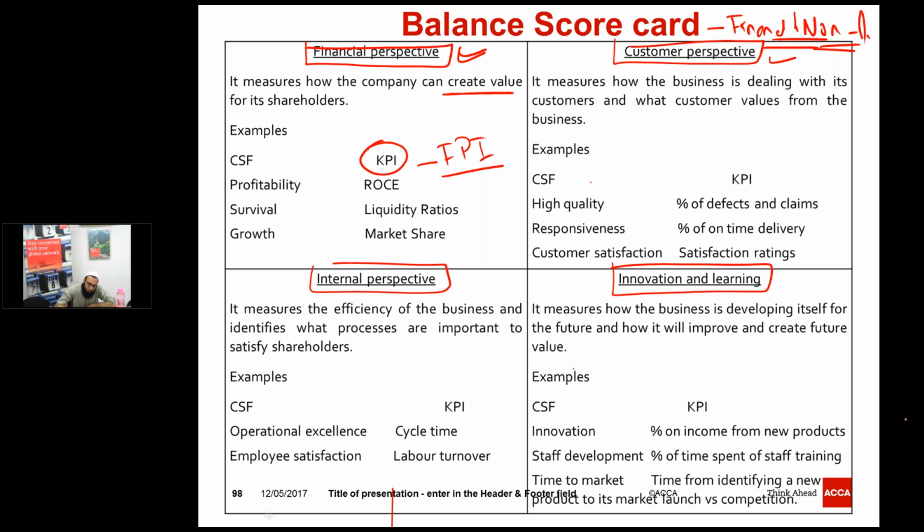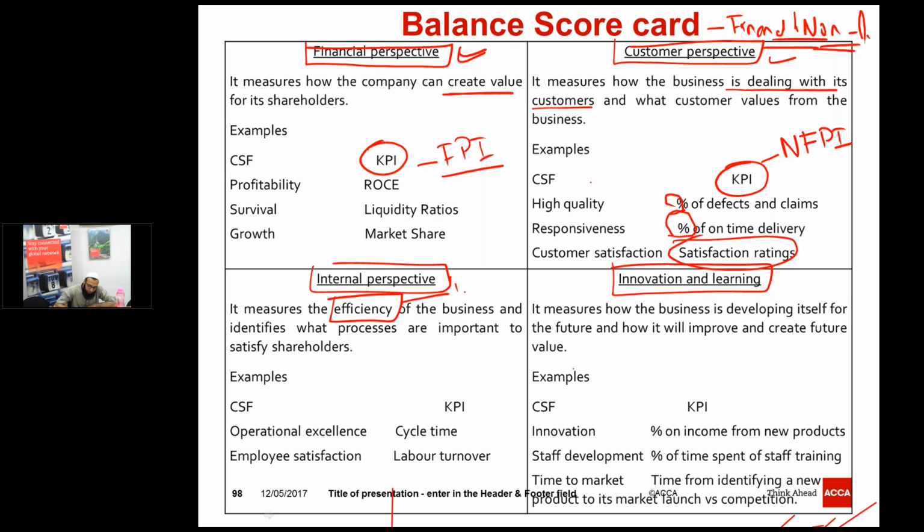Then it says it is important that your customer should be satisfied. So then you have to see whether the customer is satisfied or not. So customer satisfaction requires NFPIs, non-financial performance indicators. For example, we discussed percentage of defects, percentage on-time delivery, satisfaction ratings. These NFPIs will then give you an impression whether the customer is satisfied or not. Got it? Then it says that measuring the business's internal efficiency is important.